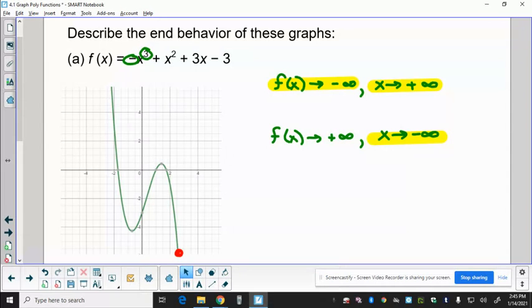So odd degrees, see how it starts and stops according to the y-axis in different locations? That's what happens with an odd degree function. Evens, they start and stop in the same location. I'll try to summarize that here at the end in a second.